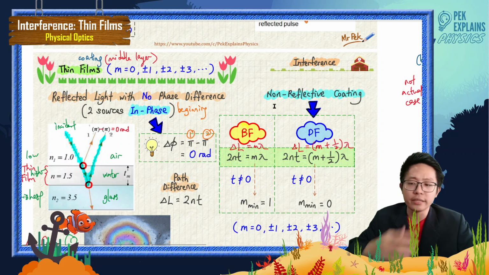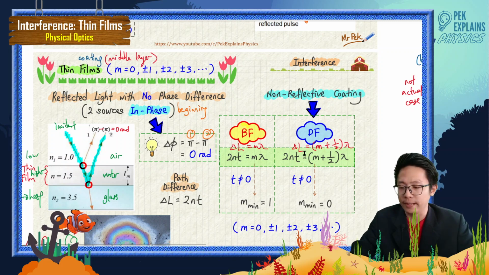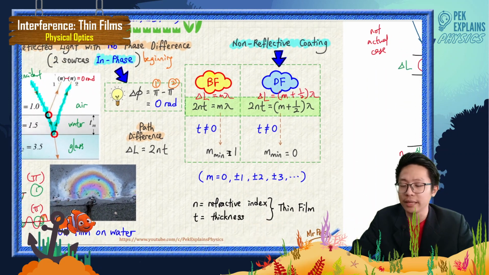Okay, and then this non-reflective coating, why does it refer to dark fringe? And what about this one, thickness not equal to 0, the order 1, order 0? I will talk about this later on.